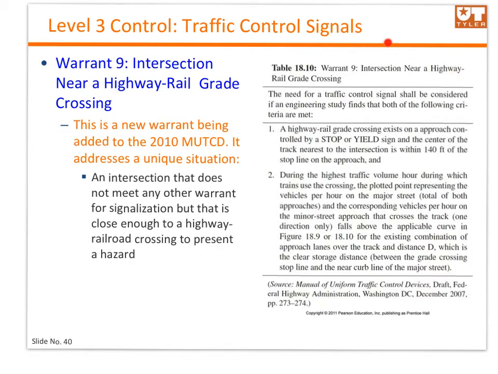So table 18.10 talks about this warrant, which shows the need. The need for a traffic control signal shall be considered if an engineering study finds that both of the following criteria are met. So we need to be careful. Of the criteria, both conditions, or more than two conditions, have to be met.